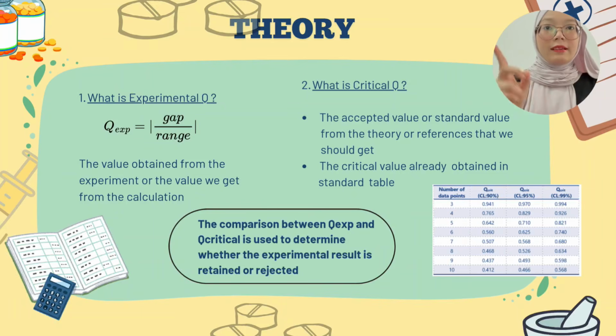First, what is the experimental Q? We can find experimental Q using the formula gap per range. It is the value obtained from the experiment, or the value we get from the calculation. What is the critical Q? Critical Q is the accepted value or standard value from the theory or reference that we should get. The critical value is already obtained in the standard table. The comparison between Q experiment and Q critical is used to determine whether the experimental result is retained or rejected.